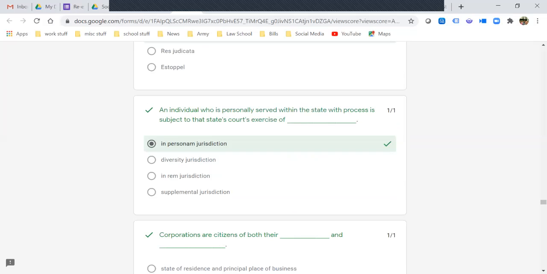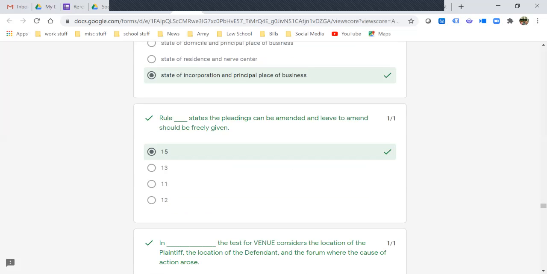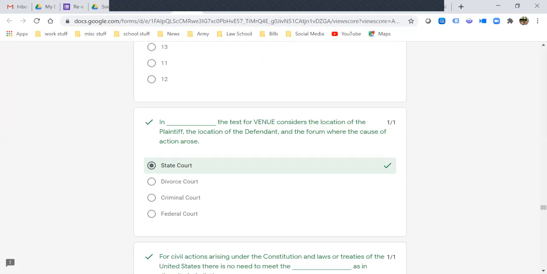An individual who is personally served within the state with process is subject to that state's court exercise of in personam jurisdiction. Corporations are citizens of both their state of incorporation and principal place of business. Rule 15 states the pleadings can be amended and leave to amend should be freely given. So Rule 15 allows for amended pleadings.